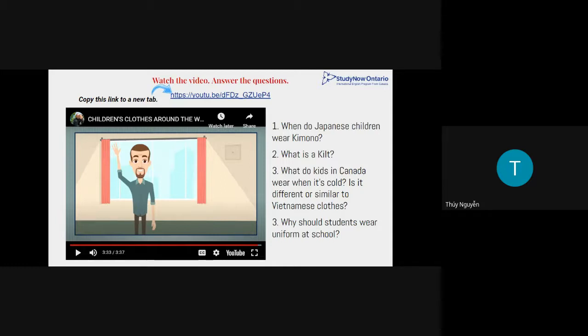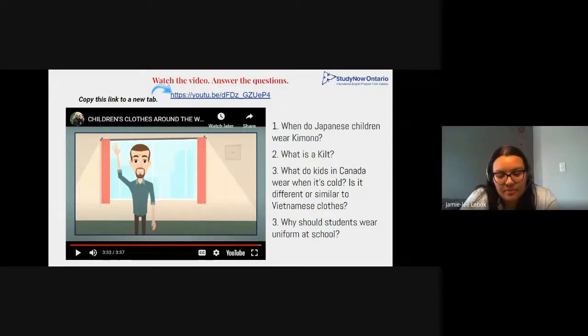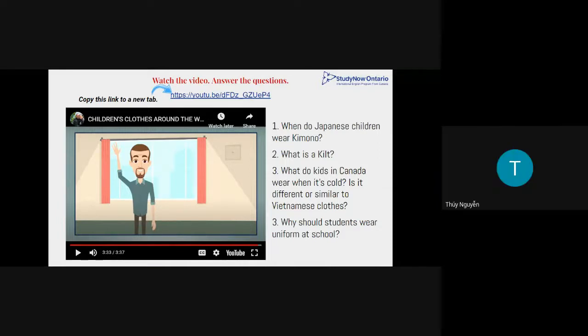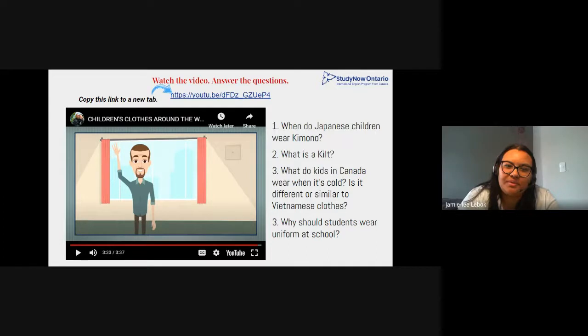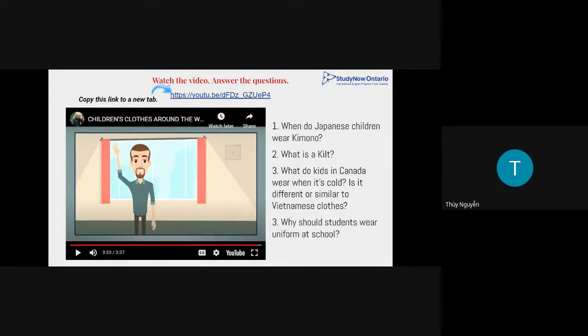I think uniform makes it easy to identify students from which school, and it will also be more formal. Mm-hmm. More formal. Okay. And do you wear uniform to school? No. No? What do you wear when you're going to school? I wear pants and t-shirts.